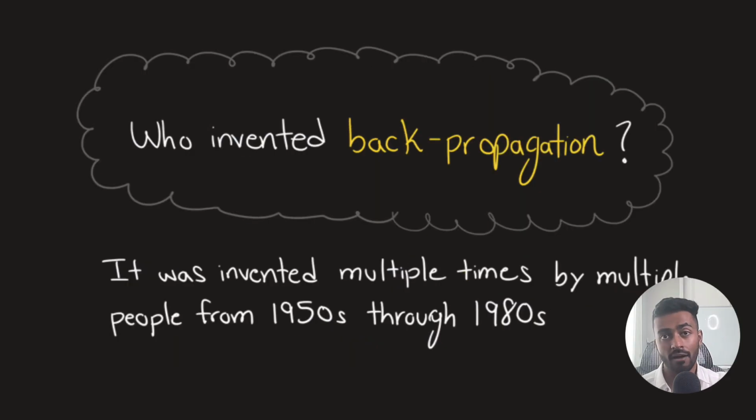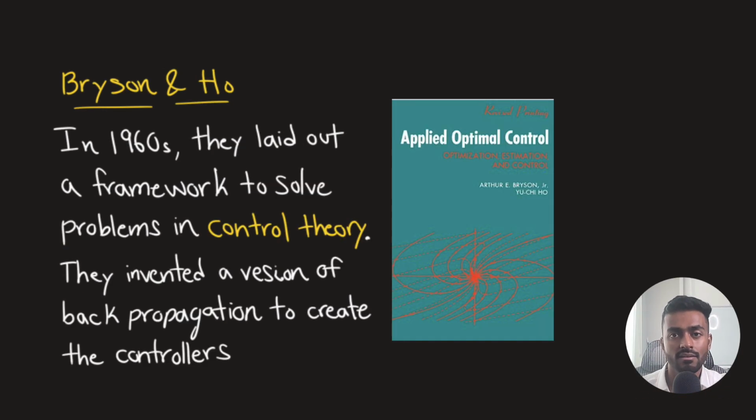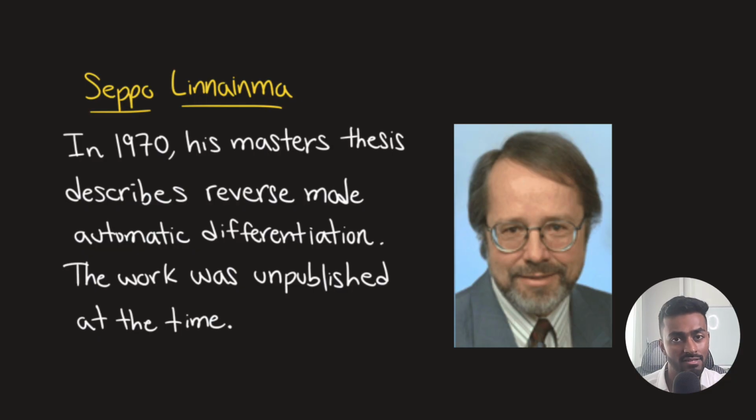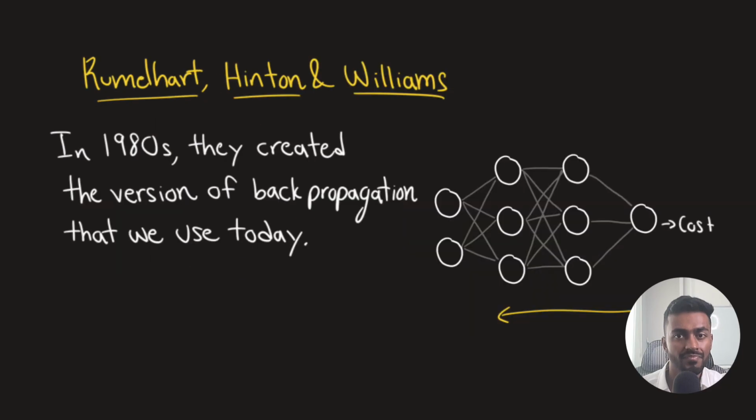We also saw that backpropagation was invented multiple times by multiple people from the 1950s through the 80s. We had a few of these cases that came from optimal control theory. We also had some coming from master's theses and also PhD theses. And then we have the most famous version of backpropagation, which was Rumelhart, Hinton, and Williams in the 1980s. That became more popularized even today.